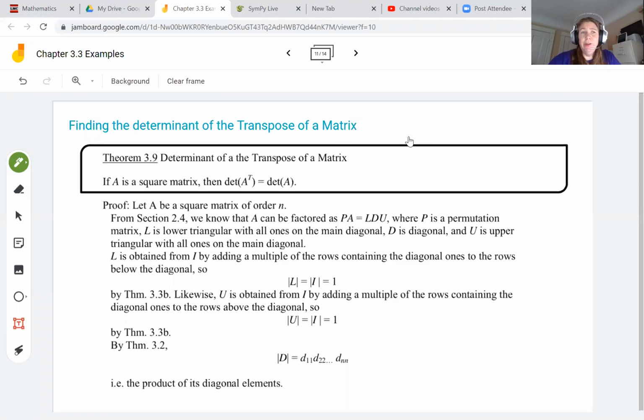In this video, we continue with chapter 3.3 about properties of determinants. And so now we are going to see how we can find the determinant of the transpose of a matrix. So we're going to start with theorem 3.9, which has a long proof.